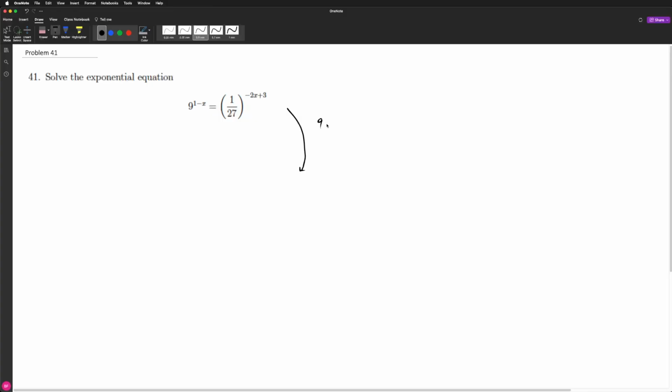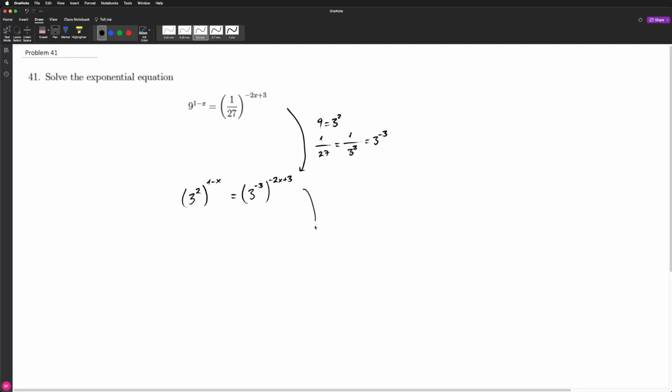So 9 is the same thing as 3 squared, whereas 1 over 27 is the same thing as 1 over 3 cubed, and that can be written as 3 to the power negative 3. So wherever I see 9, I put 3 squared, so that 1 minus x is the exponent of the whole thing. And the same way, on the right hand side, I make the substitution. Instead of 1 over 27, I write 3 to the power negative 3. And that negative 2x plus 3 is just waiting outside in the exponent.